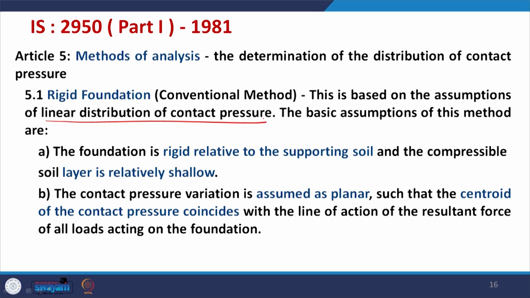Then the contact pressure distribution is assumed to be planar, such that the centroid of the contact pressure coincides with the line of action of the resultant force of all loads acting on the foundation. This is important. If you recall, we made the same assumption for the rectangular combined footing: the resultant of the loads coming from the top should pass through the centroid of the footing. You need to design your footing in such a way that the center of gravity of the footing is the same as the line of action of the resultant force, and in that case you will find a linear distribution of contact pressure. So, that is this part.